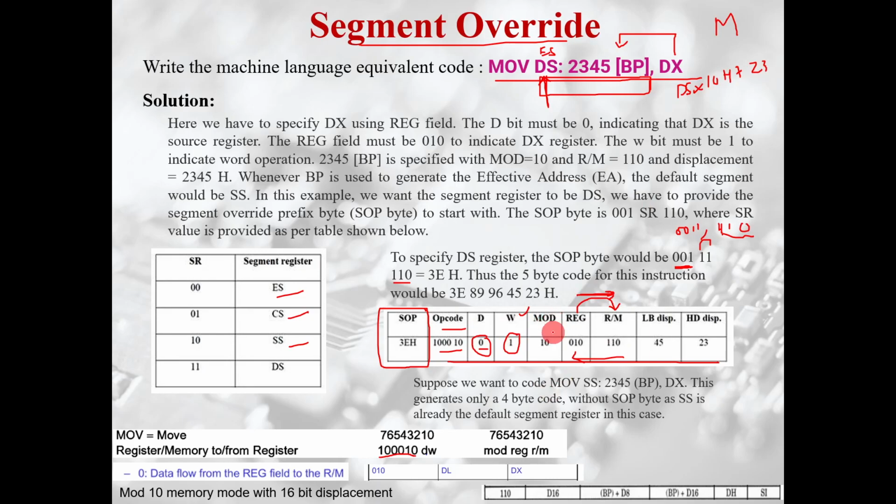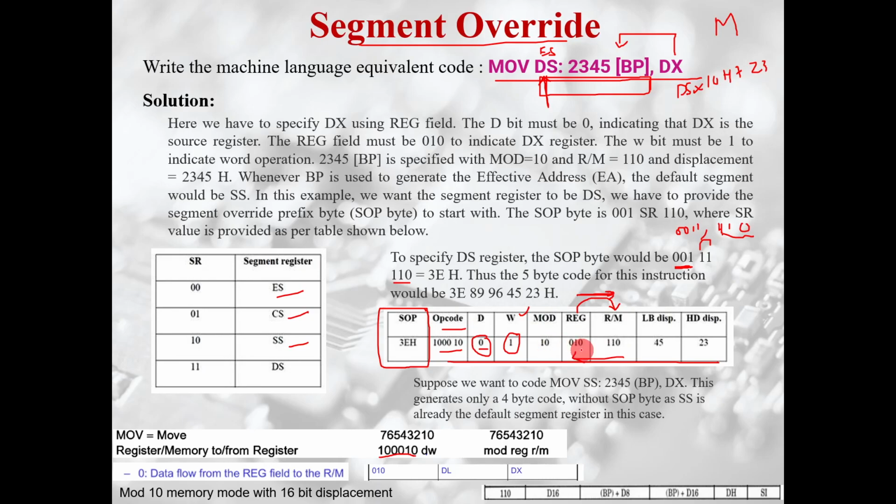And this is the mod, 10. Mod 10 stands for memory mode with 16-bit displacement. I showed you a table of mod also; you could refer to the previous lecture for what 00, 01, 10 and 11 stand for. So 10 stands for memory with 16-bit displacement. Here we have a 16-bit displacement, and that is the reason we are going to write it as 10.